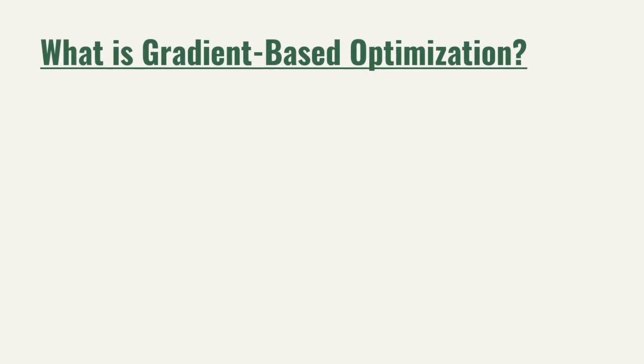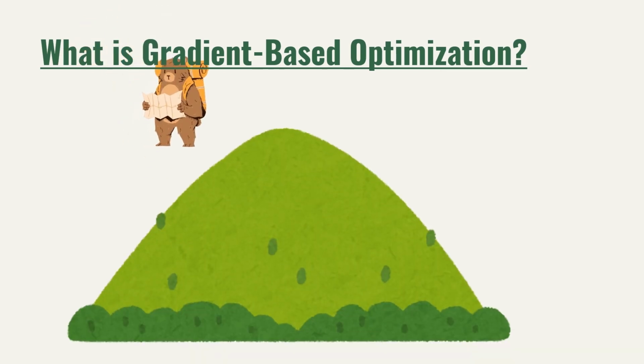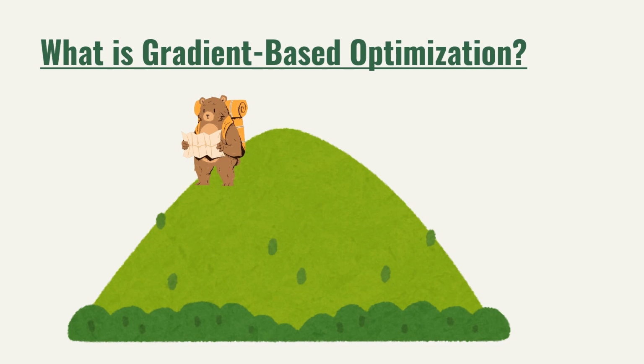What is gradient-based optimization? For this, I'll give you the most common example. Imagine you are a hiker hiking in the mountains, and your goal is to find the lowest point in the valley. This is like solving a problem where you want to find the best solution. Gradient-based optimization helps you figure out the right direction to walk and how far to go to reach the bottom.